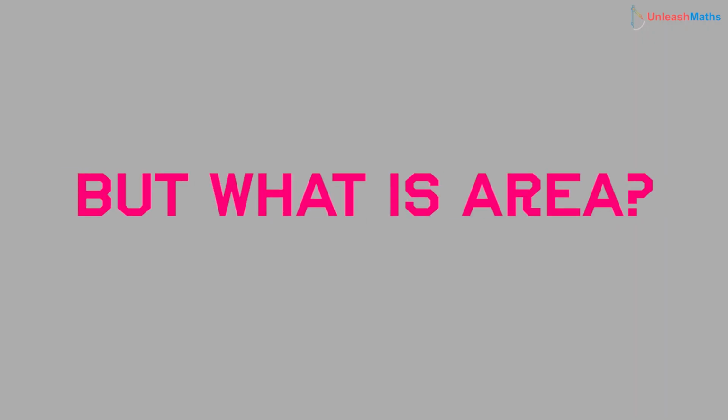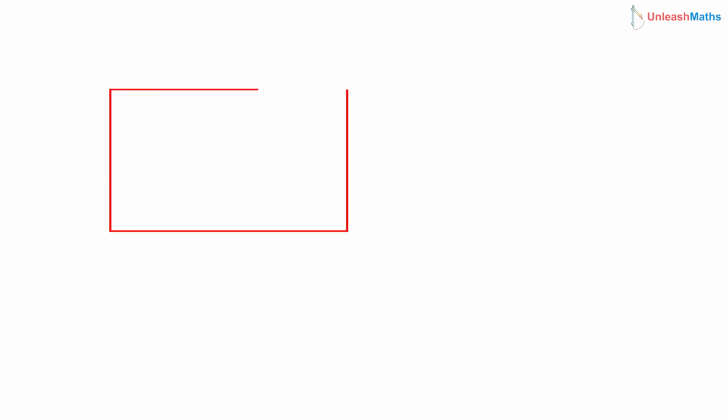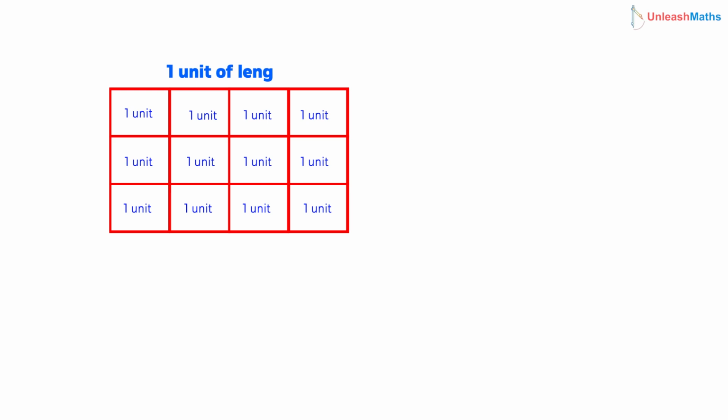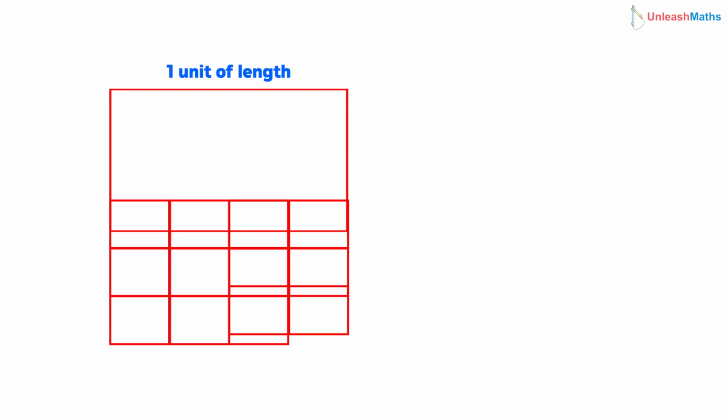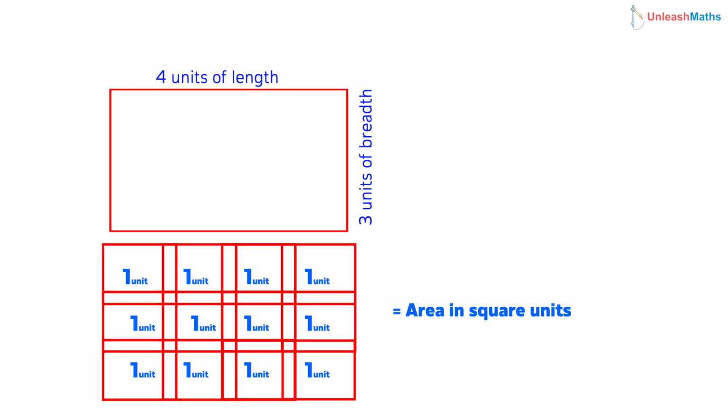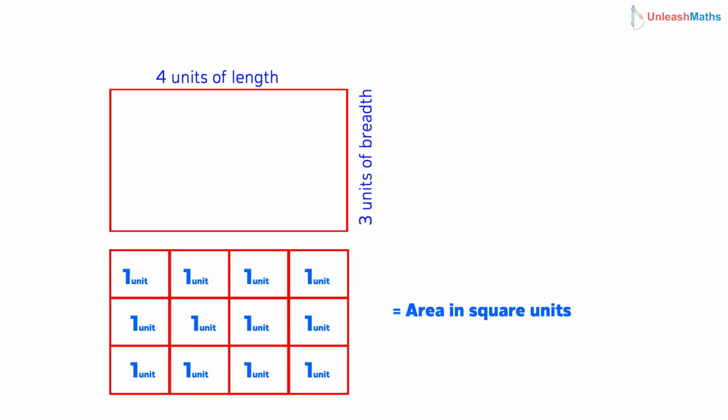But what is area? If we cut down a shape into squares of the same size that are all 1 unit of length, the total count of such squares is what is known as the area in square units. So, if your plot is a rectangle divided into squares of the same size, add them up and you will get the area.